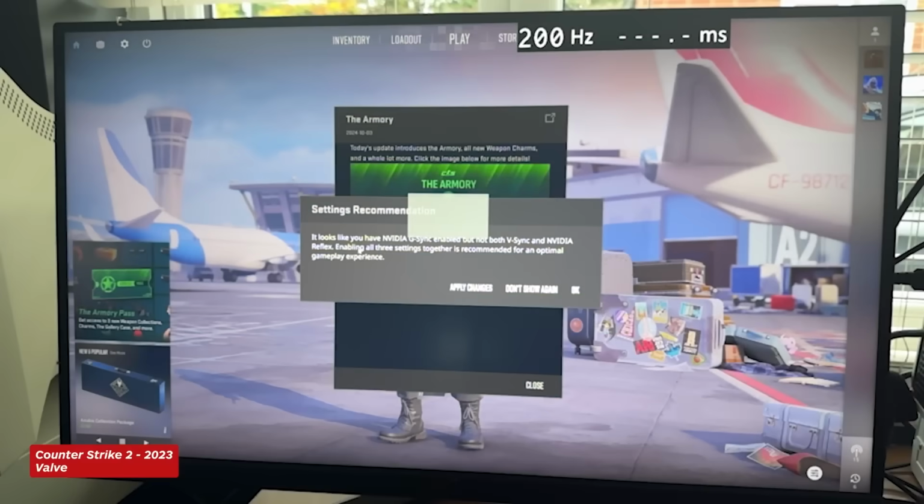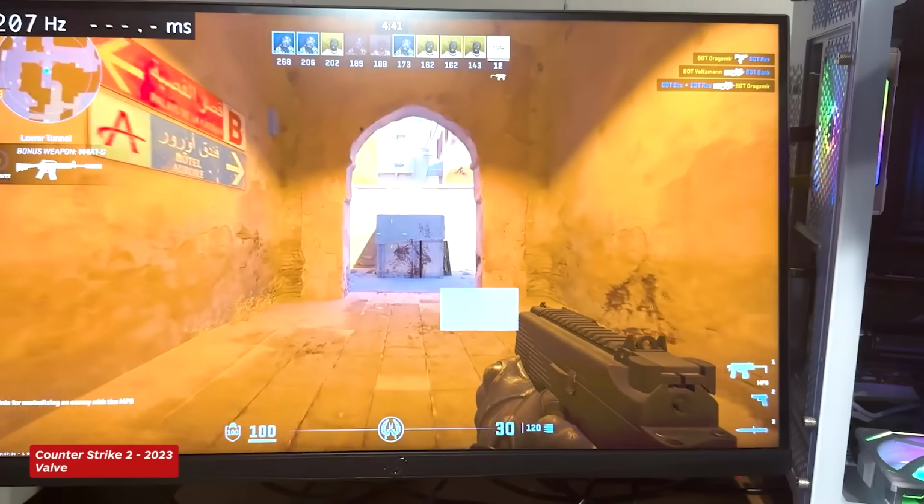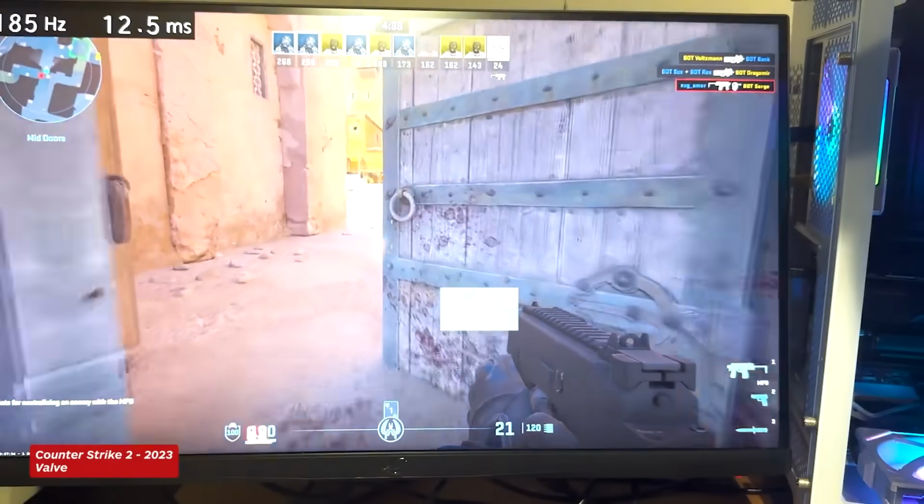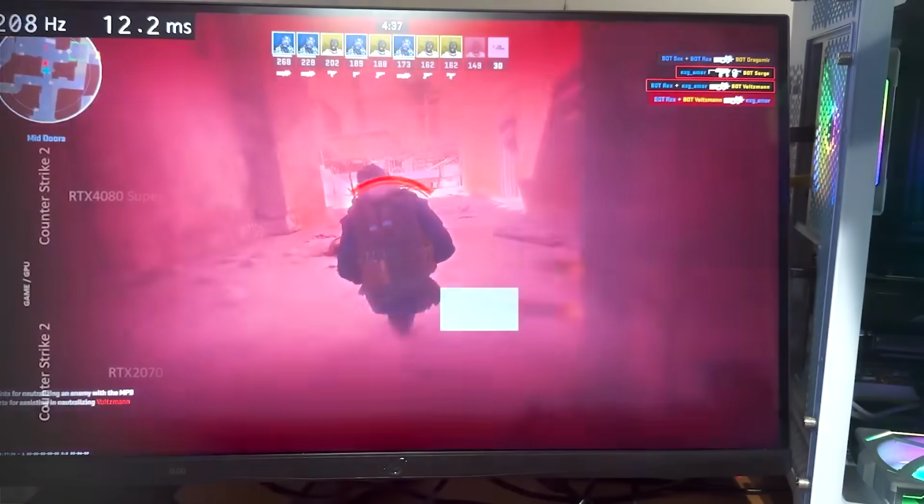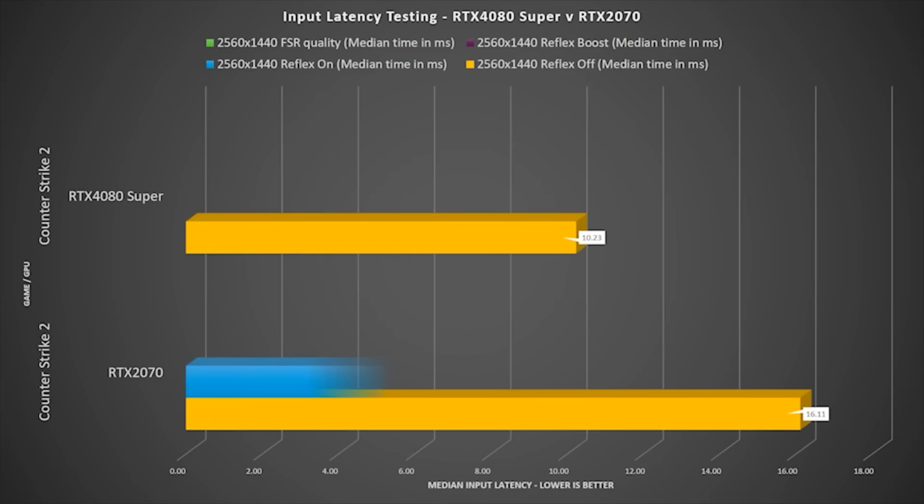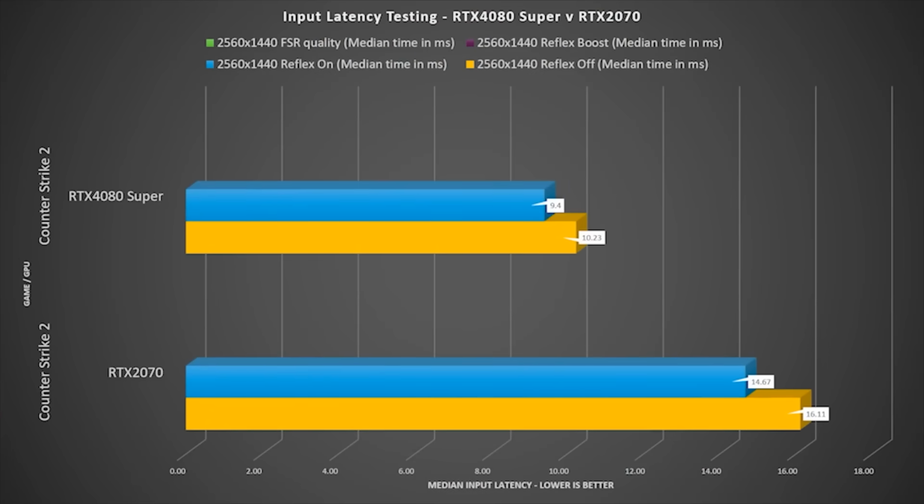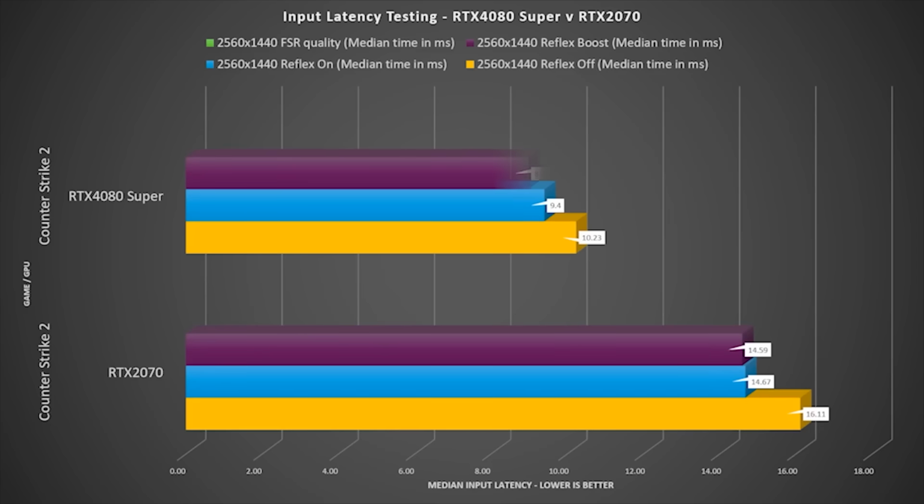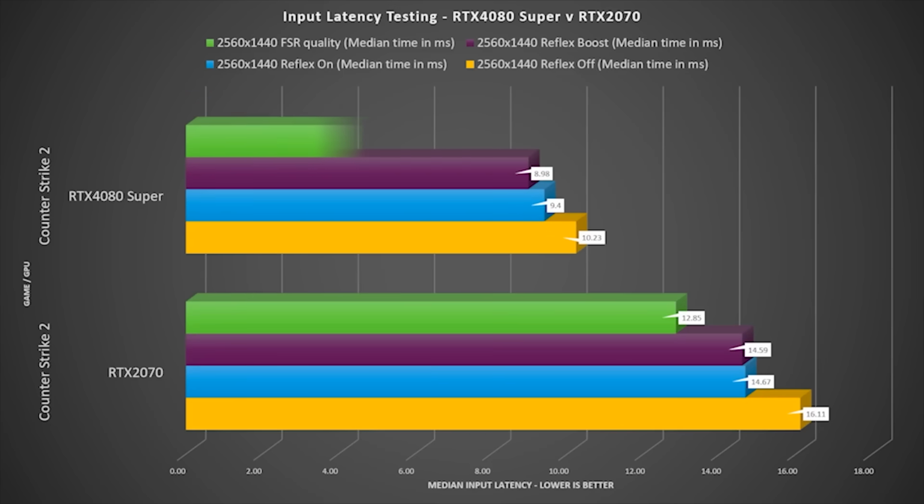Finally, the shooter that refuses to die sees unbelievable input times, 12.8 milliseconds on the RTX 2070 and 8 milliseconds at best on the RTX 4080 Super, as both cards are largely GPU bound still on this Cyber Power monster machine. They still benefit into the double digits with reflex and upscalers enabled.